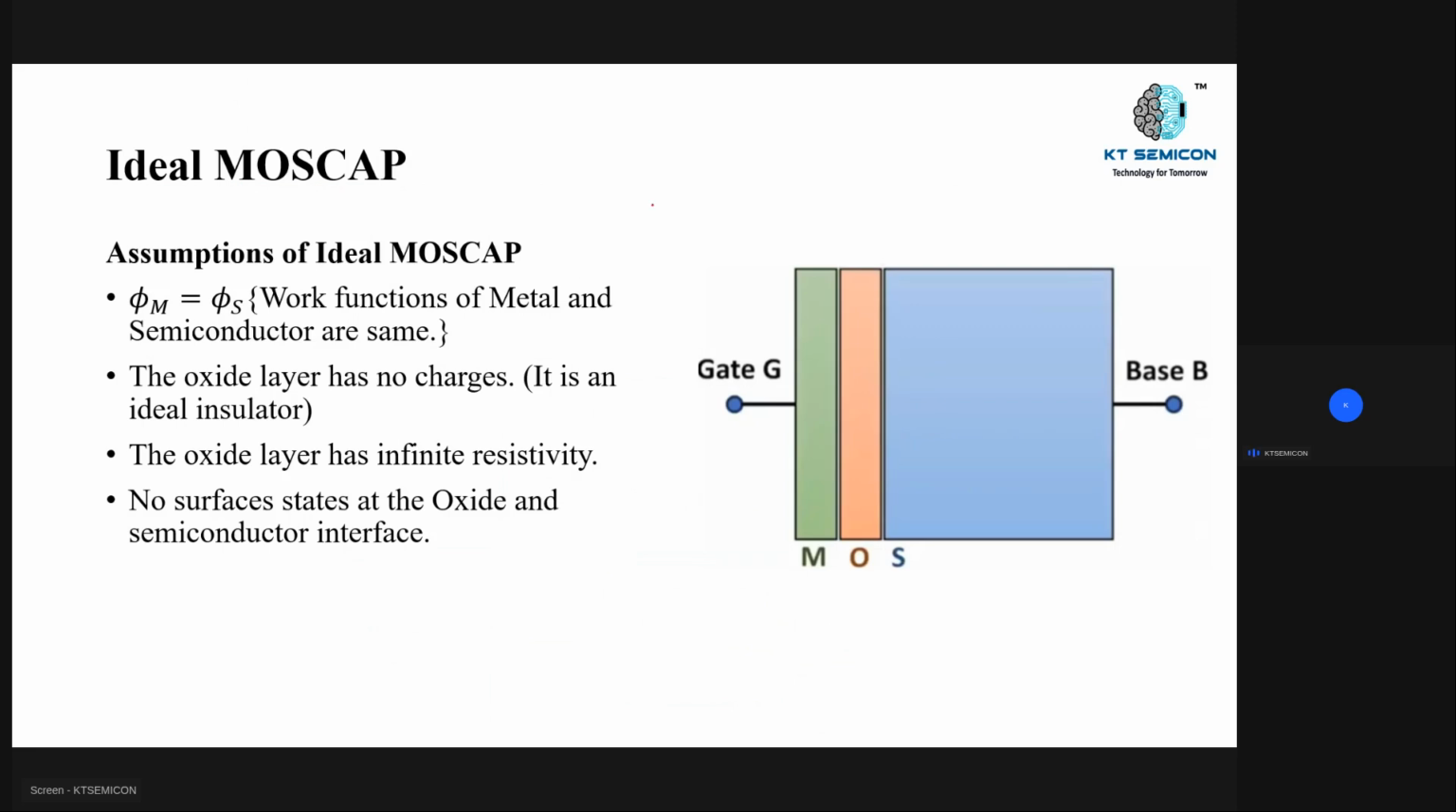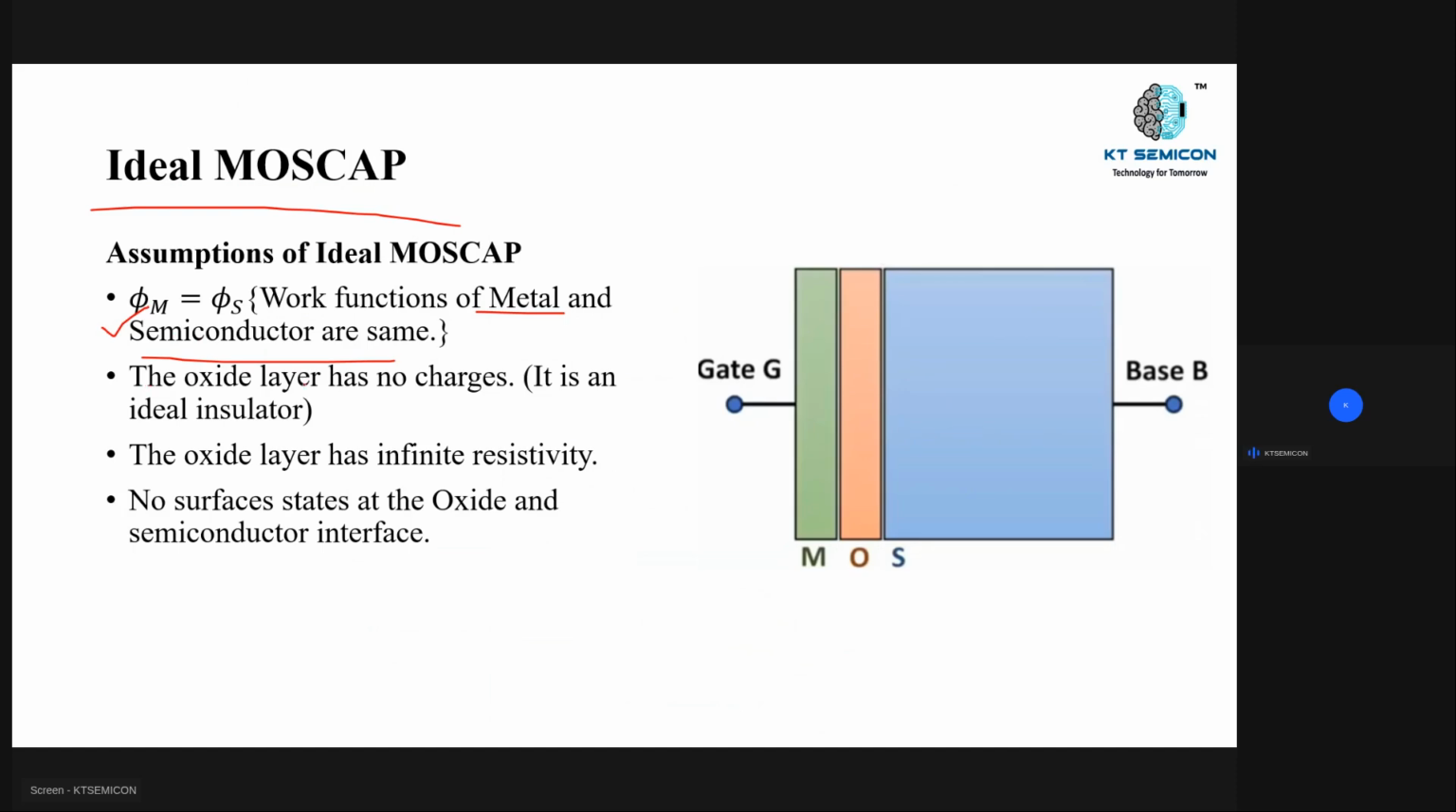Okay. So for an ideal MOS capacitor, what is meant by ideal MOS capacitor? In an ideal MOS capacitor, we are giving the voltage as zero. So these are some of the assumptions. The work function of metal and semiconductor are the same, because the semiconductor also acts as an insulator at 0 degrees Kelvin. So that's why here the work function is the same for metal and semiconductor.